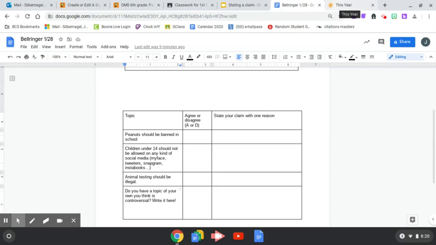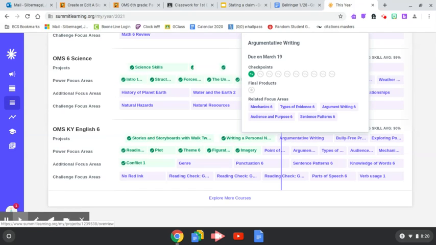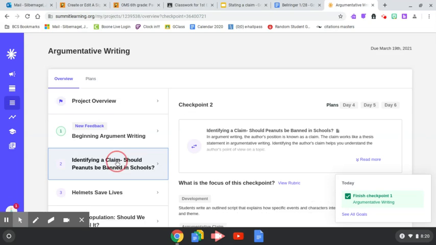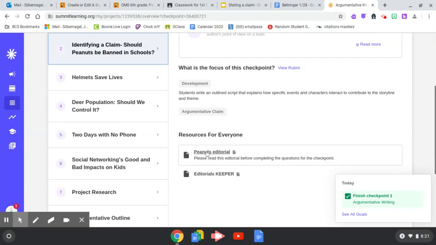So now at this point, I want to talk to you guys about how to get to your next checkpoint and what it looks like. So your argumentative writing piece, let's go ahead and open that up in your year view. I'm going to open up that identifying a claim, checkpoint number 2, should peanuts be banned in school. If you scroll down just a little bit, you notice that there are 2 pieces of resources for you guys. The editorials keeper, we've already looked at that before. That is what's the definition of an editorial and how to persuade people. If you want to review that now, you absolutely can.